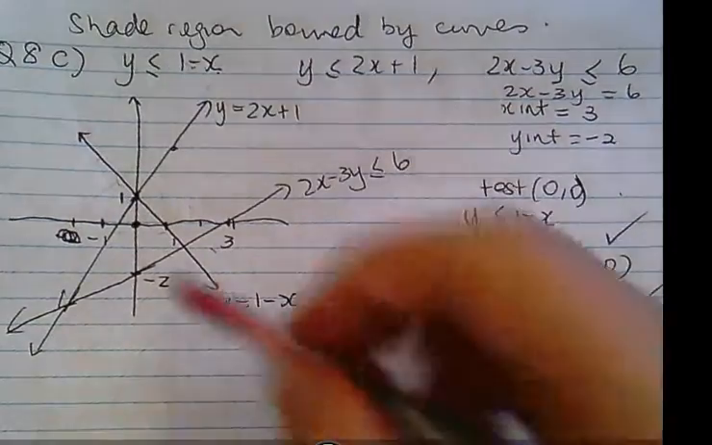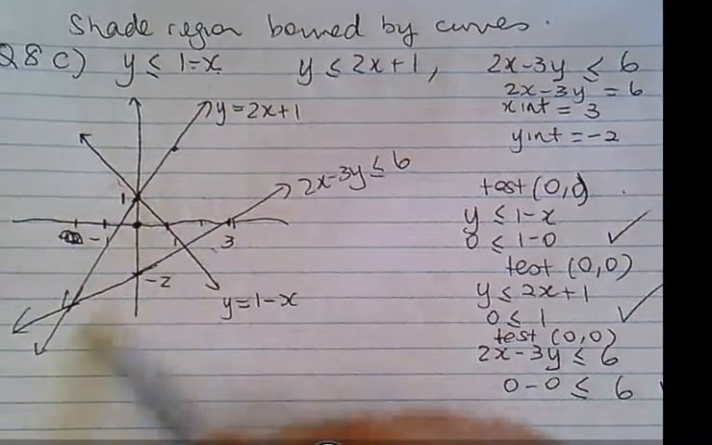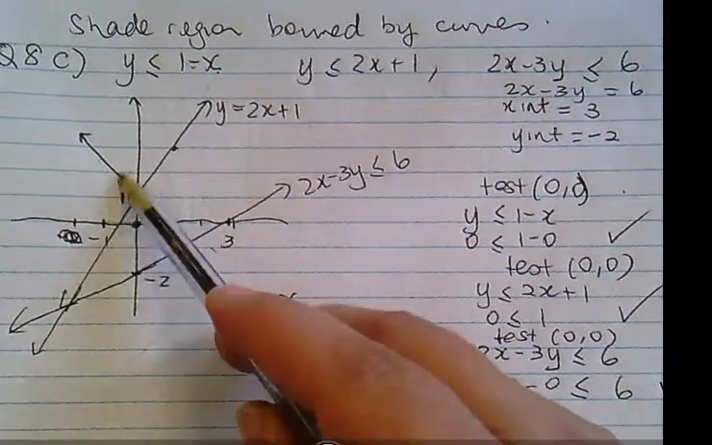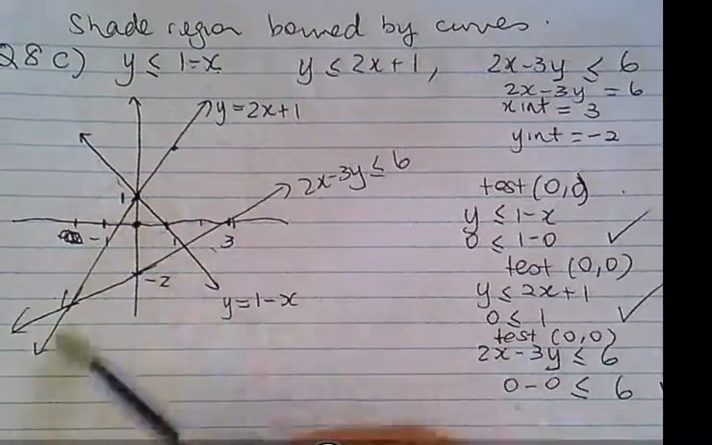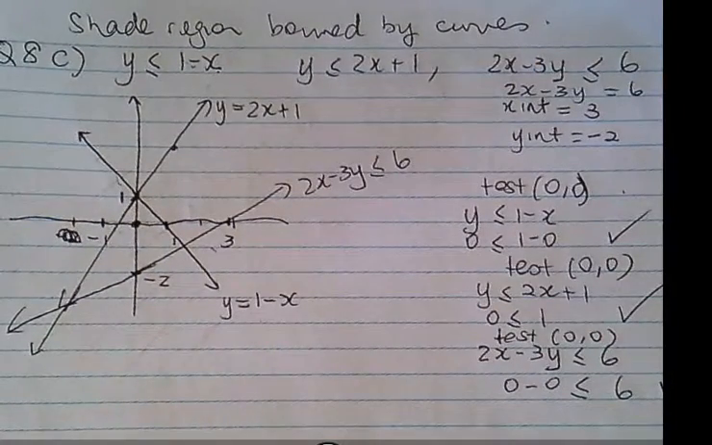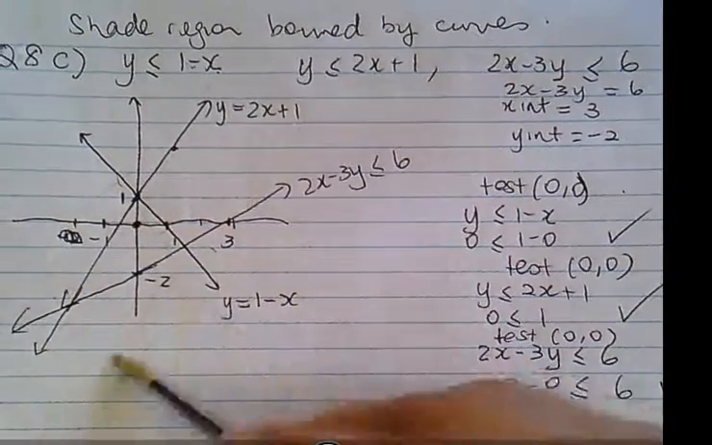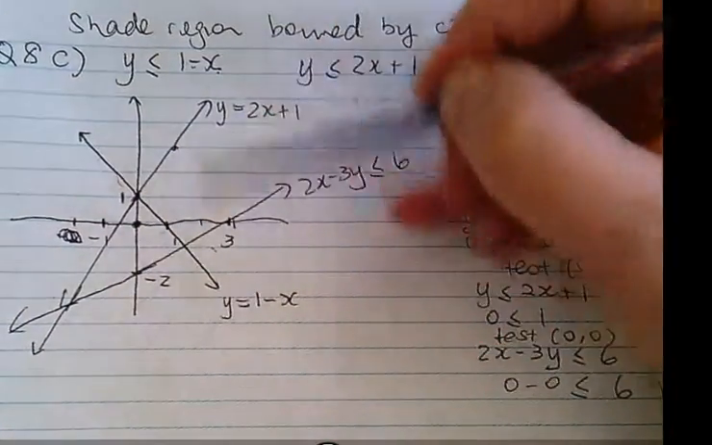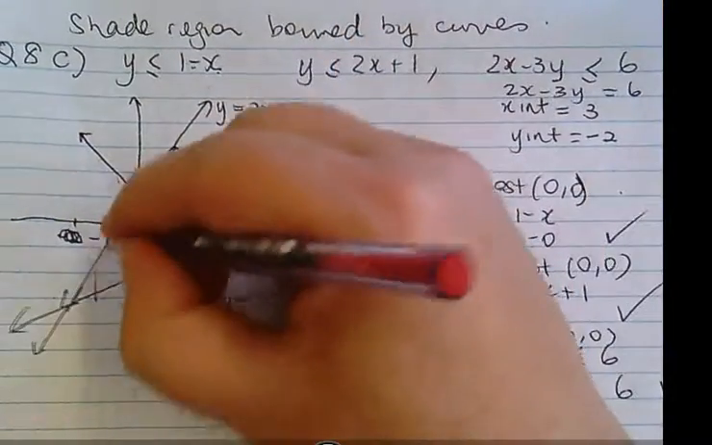Now 0, 0 lies above that line, so I've shaded down here. I've shaded down there. And I've shaded here. Can you see the intersection of the three? It's in the triangle. If I was to shade them all up there, there, and down here, the intersection is in the middle.